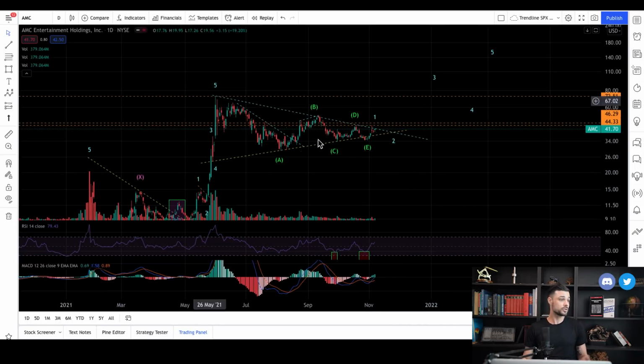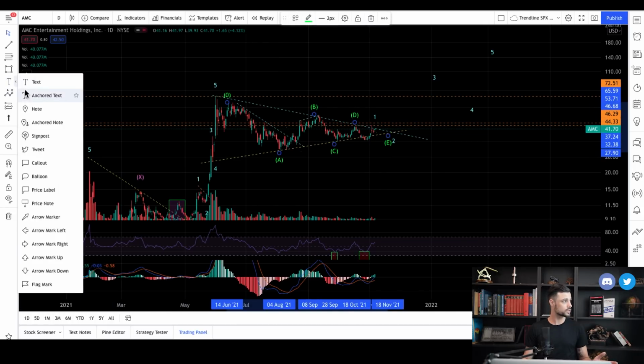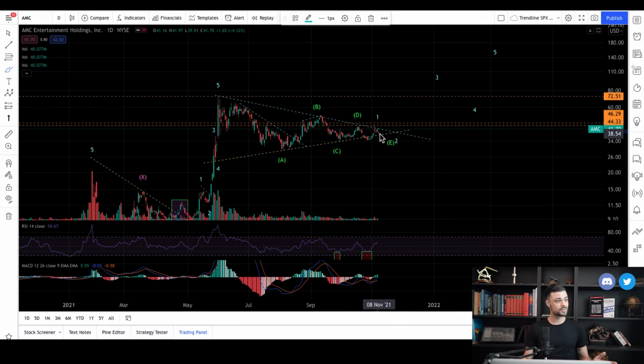The alternative scenario, I prefer to give it right away, is just that the E wave is a little bit longer. You know, this can happen. And we may take one more time some energy here around the 38 levels and then go for the breakout. So this is my alternative scenario, which is bullish as well.